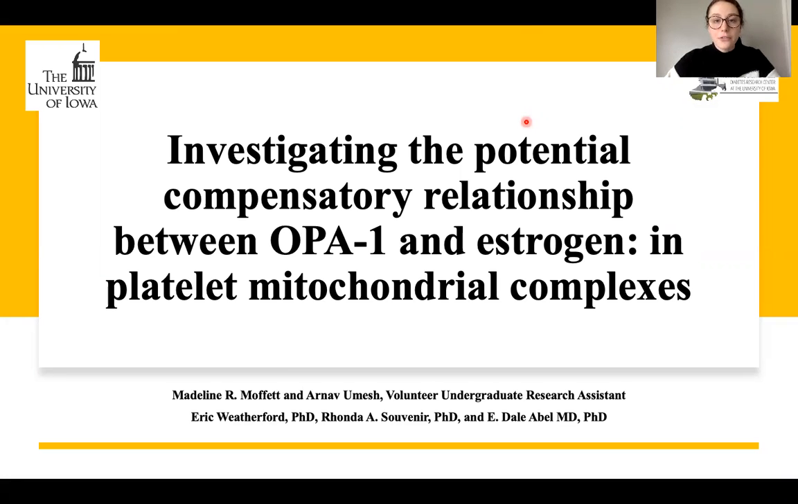My name is Madeline Moffett, and I am a volunteer undergraduate research assistant here at the University of Iowa in the EDAL-ABLE laboratory. And today I will be discussing an ongoing project in our lab entitled Investigating the Potential Compensatory Relationship between OPA-1 and estrogen in platelet mitochondrial complexes.